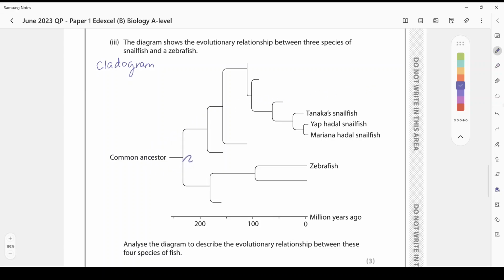So if we look here to the left, we can see that all four species share the same common ancestor that existed about 230 or 240 million years ago. And then that's when they diverged into two groups. So that would make the zebrafish more distantly related compared to the three of them. Now, in terms of which species are more closely related, we know that the Yap-Hadal and the Mariana-Hadal are the most closely related, because they have the most recent common ancestor here.